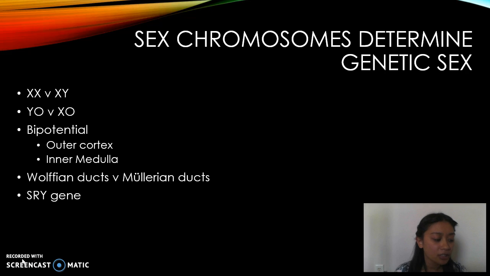So the reproductive structures will differentiate at the 7th week, and before differentiation they are known to be bipotential because you can't morphologically tell if the individual is male or female. This bipotential gonad will be made of two things, an outer cortex and an inner medulla.